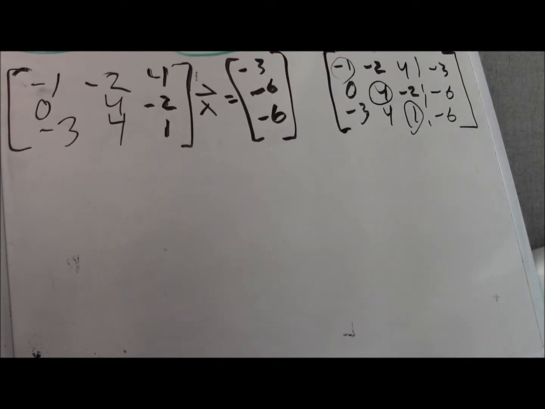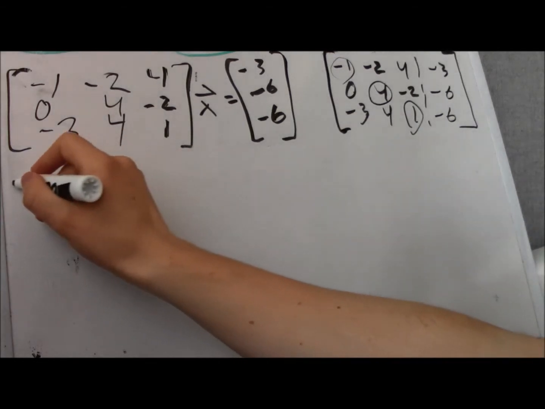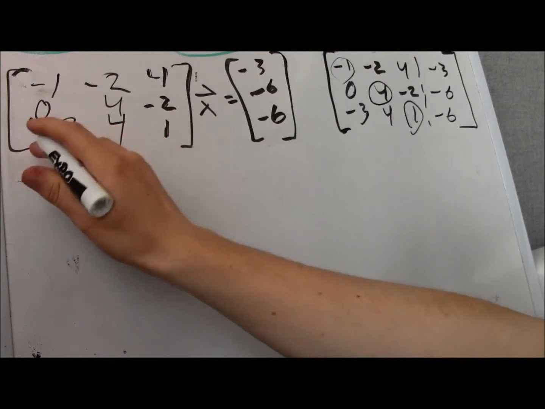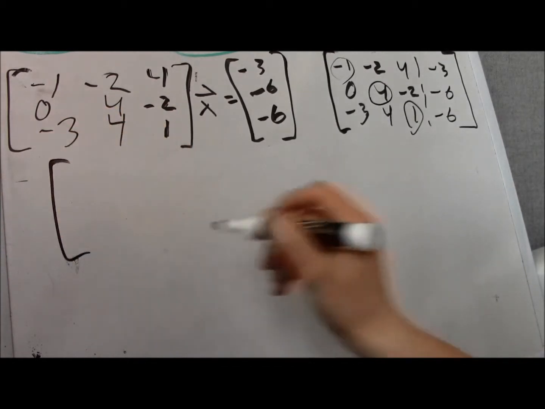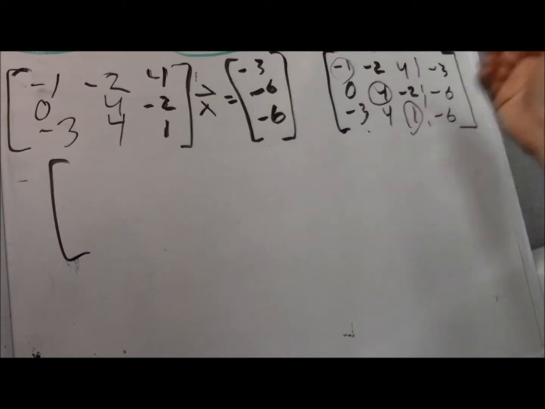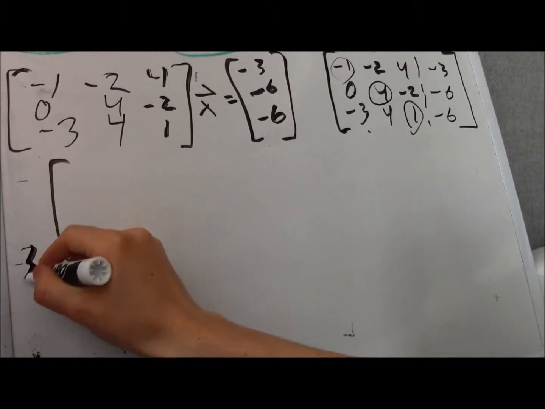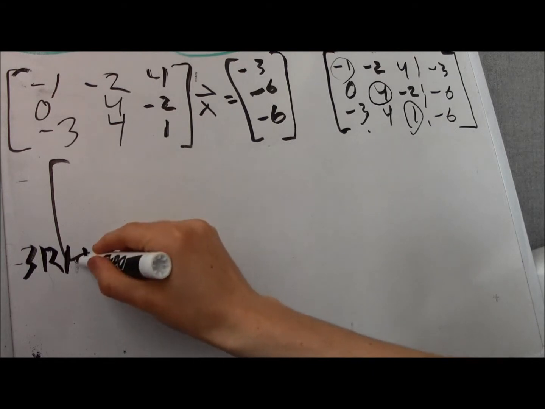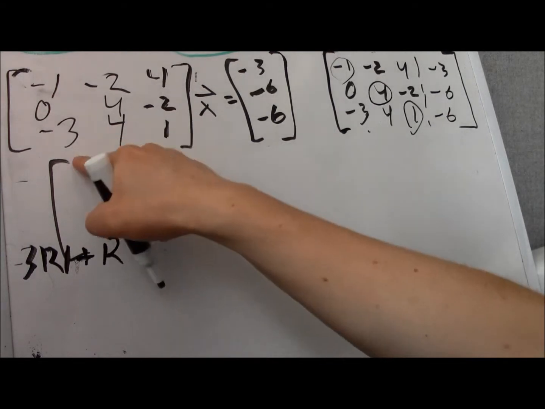So we want to just add that up. We want -3 times this row plus this row. So -3r1 plus r3.